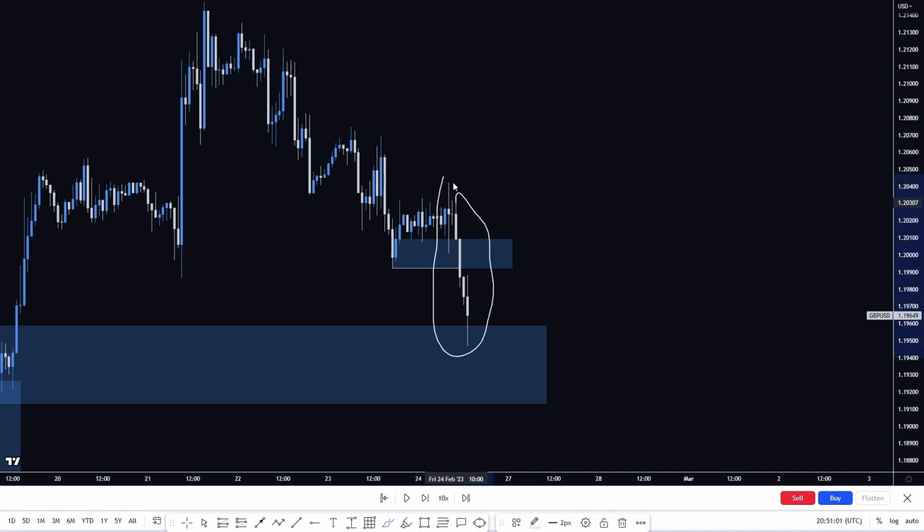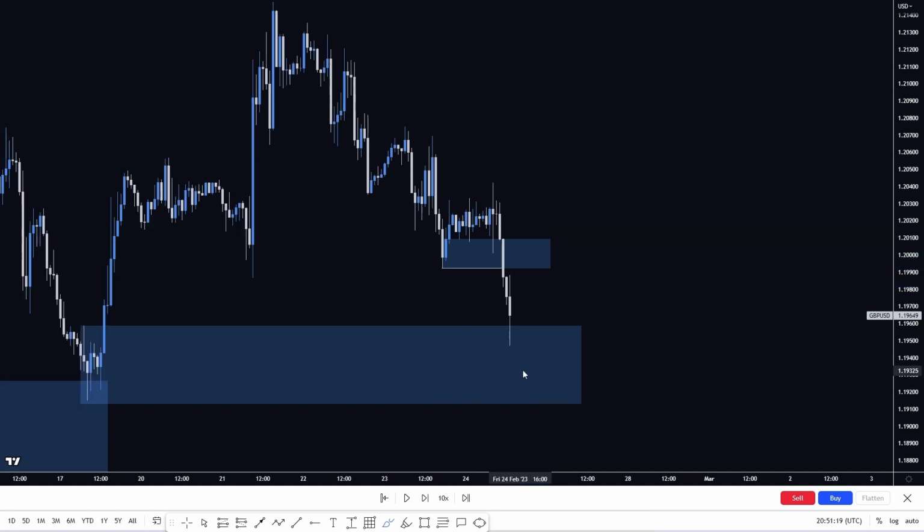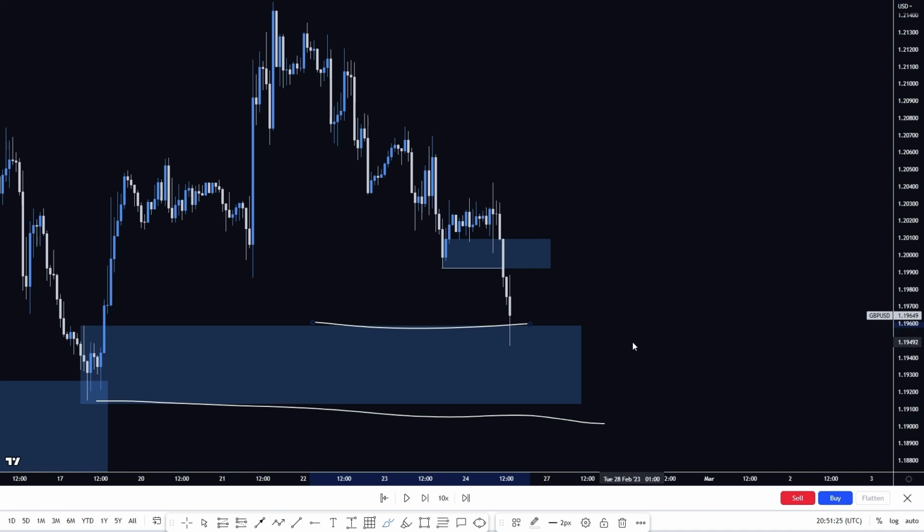Well, if this is the impulse, then we're expecting some kind of continuation. And if we're expecting some kind of continuation, we can expect either a candlestick structure on the 1 hour, or we're going to get some kind of lower time frame confirmation in these actual 1 hour zones. If not, we're going to end up with some kind of trade idea out of here.